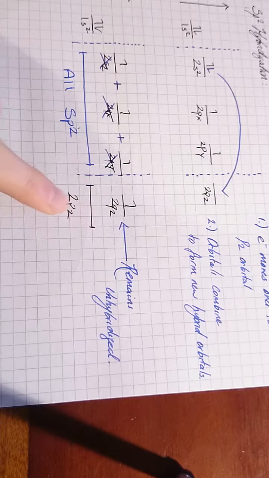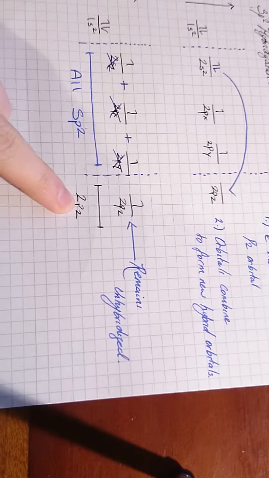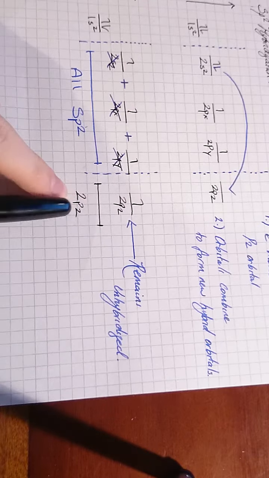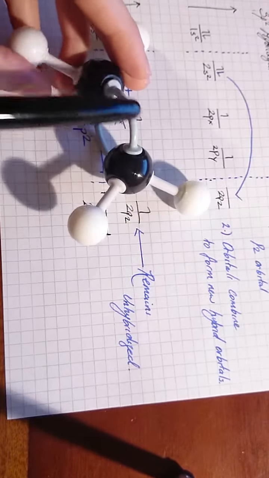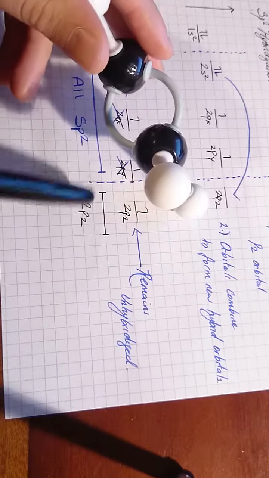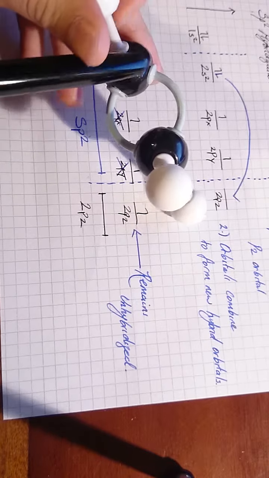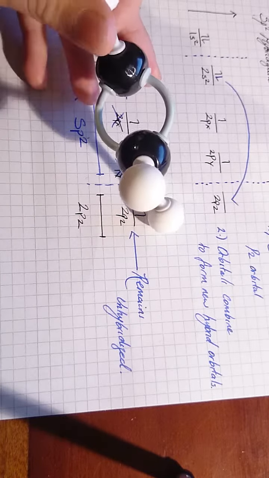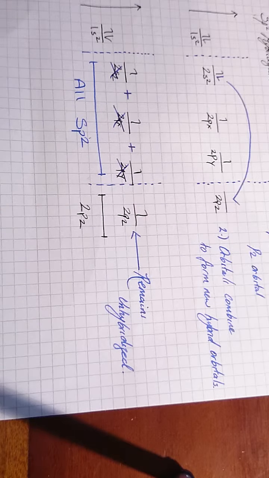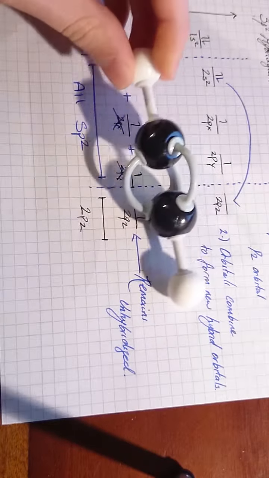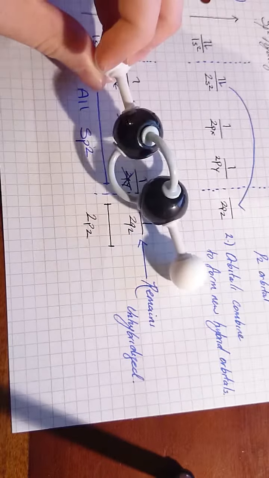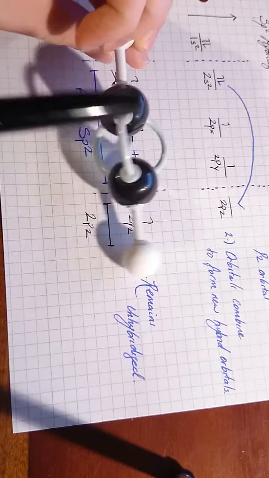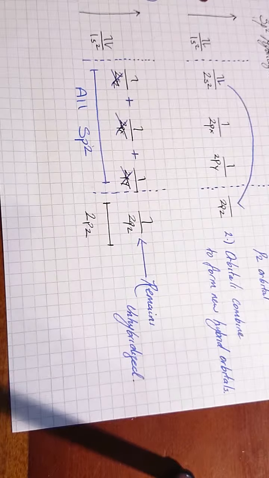sp2 has 1 unhybridized p orbital, so it can undergo a sigma bond and a pi bond here using this p orbital. So parallel orientation here. And for the ethene molecule, you'll have 2 p orbitals available for pi bonding, and you also have the same one, sigma bond here.